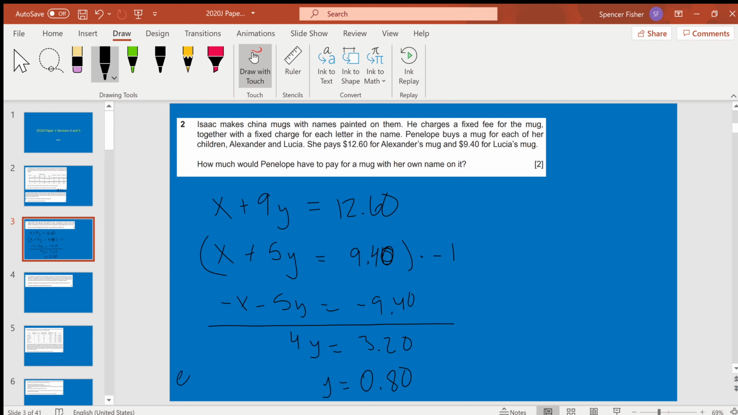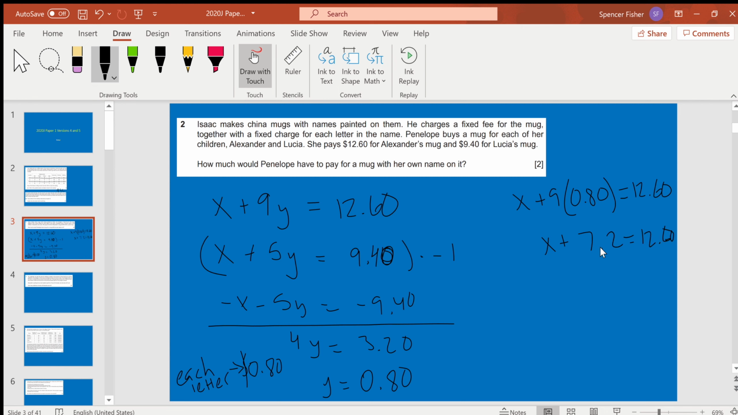So each letter is 0.80, otherwise known as 80 cents. Once you have the 80 cents, we can plug back in and figure out what the fixed fee is. So we can do x plus 9 times 0.80 equals 12.60. X plus 9 times 0.8 is 7.2, equals 12.60.